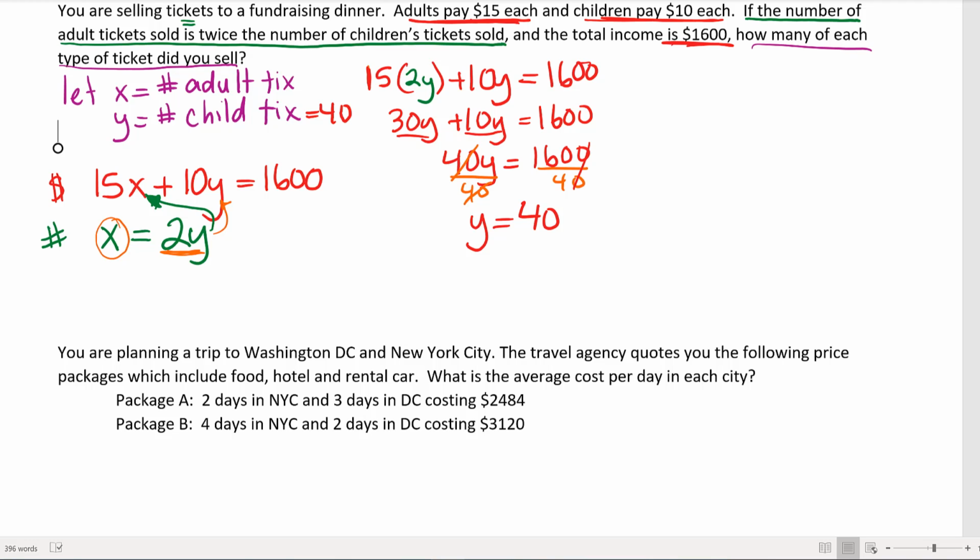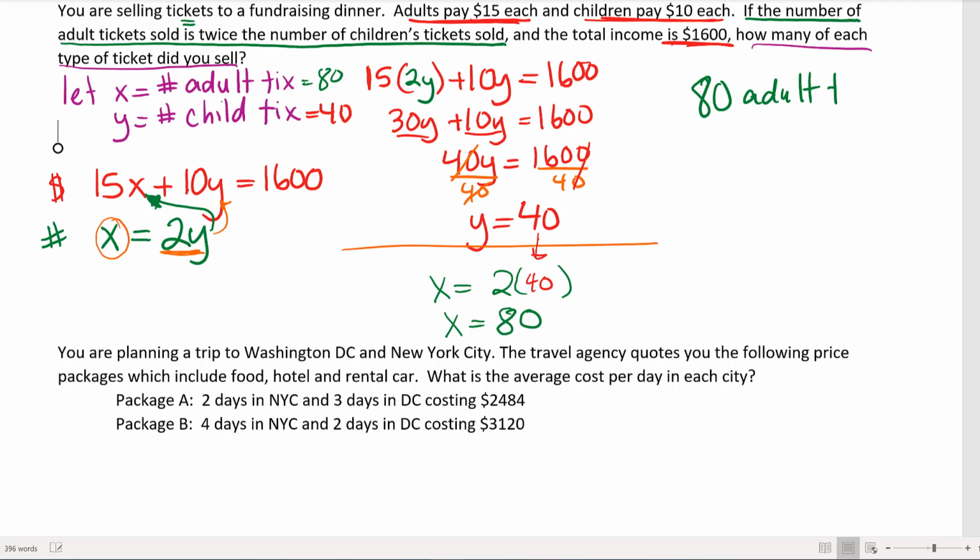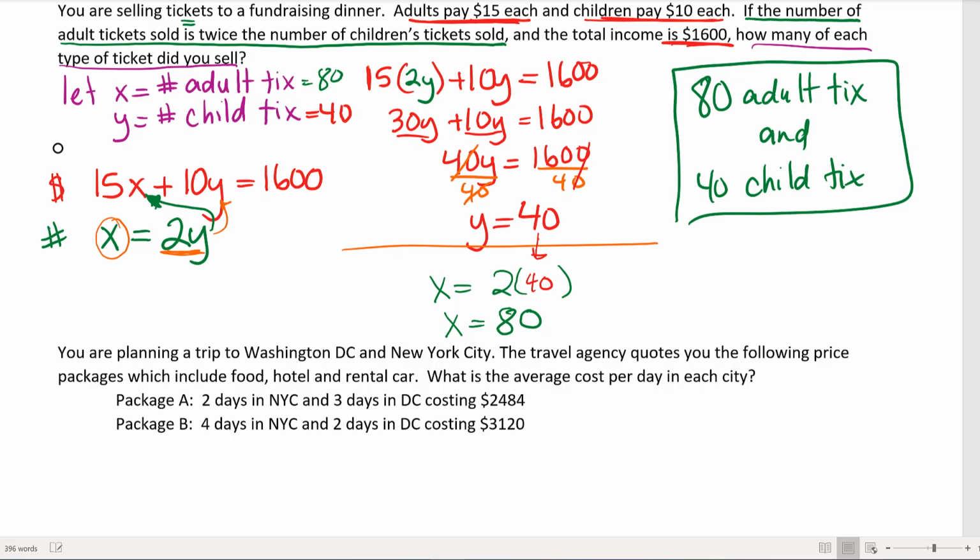How do I find out what x is? Well, one easy way to find out what x is, I just take one of the two equations. I think the green equation is a little easier because it's already solved for x. So in green I'm going to write x is equal to 2 times y. But what is y? We already know y is 40. So that means x is equal to 2 times 40, which is 80. So apparently the adult tickets is 80. So when I write my answer, I'm going to write 80 adult tickets and 40 child tickets. This is what I believe my answer to be.